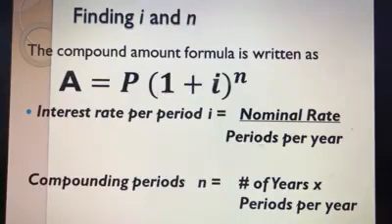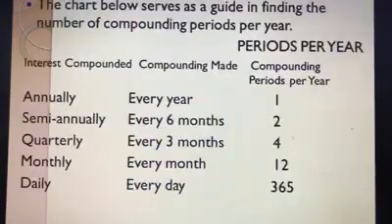So what you divide here is the one that you're going to multiply here in finding the value of N. So let us say, for example, if it is compounded semi-annually, that means twice a year. So you divide it by 2 here, and you multiply it by 2 when you will be computing for the value of N.